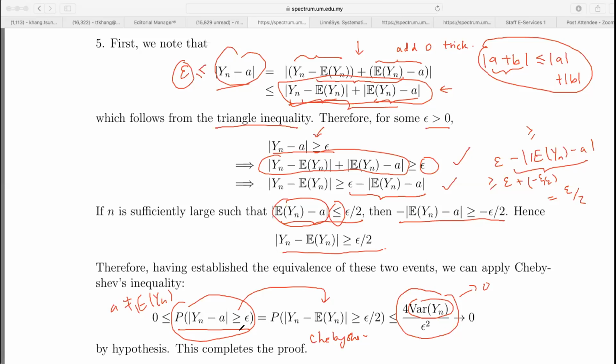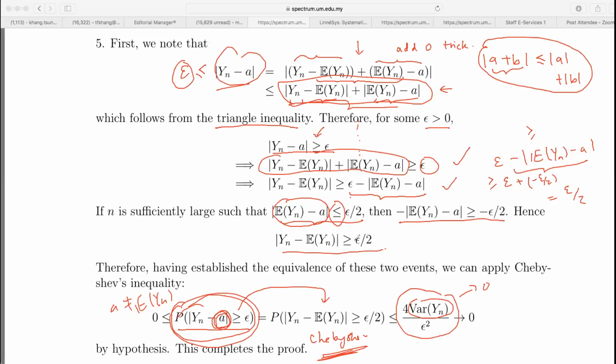So the idea here is, from here this is what we have. But we want to rearrange it in a way that allows us to apply Chebyshev's result. Which means you've got to somehow get rid of this a and replace it with the expectation of Yn. So these are the sequence of steps that lead to this replacement.